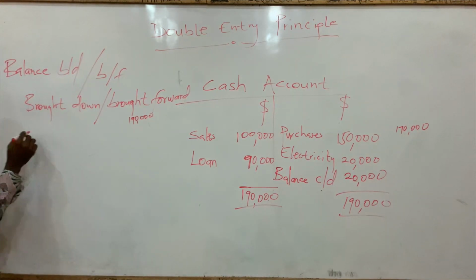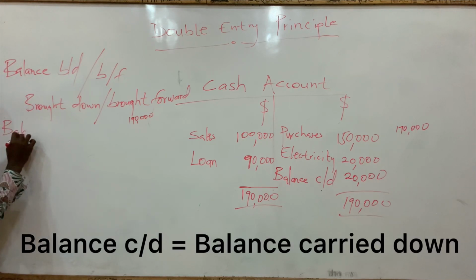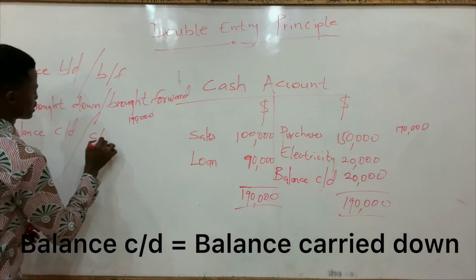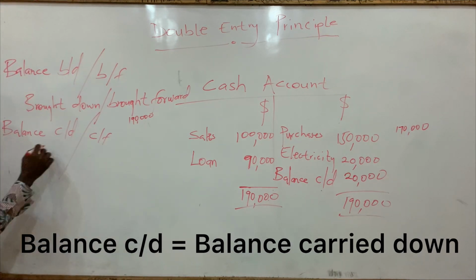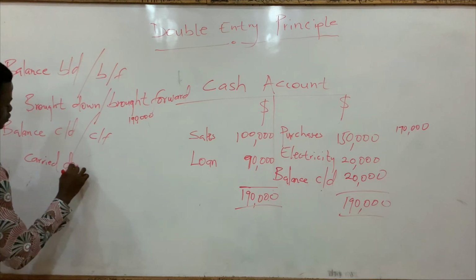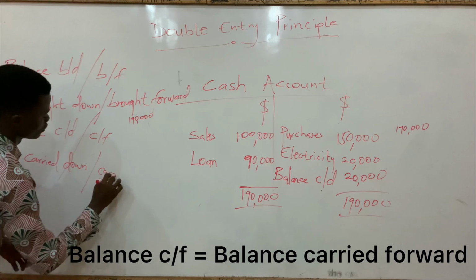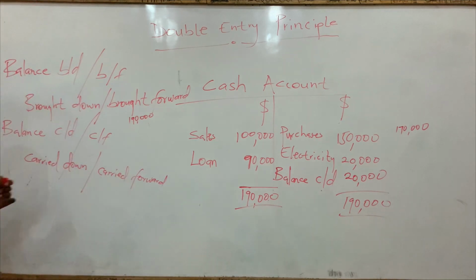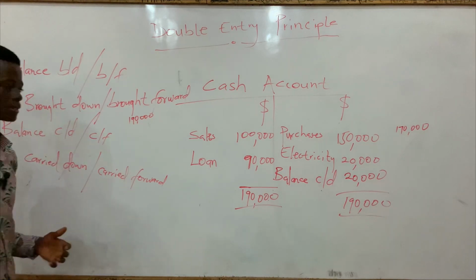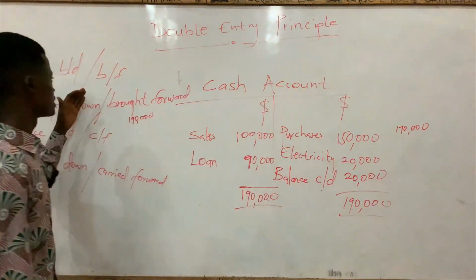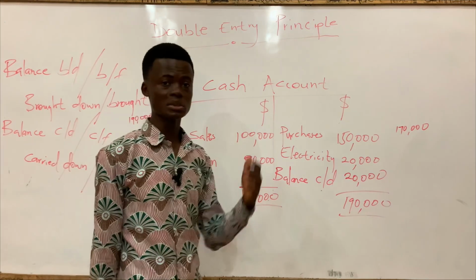And whenever you see balance C/D or C/F, it means balance carried down or carried forward. The balance brought down, or balance B/D or B/F, is always at the side with a higher total, and that represents the opening balance in the next accounting period.